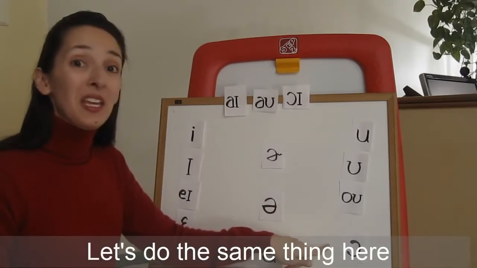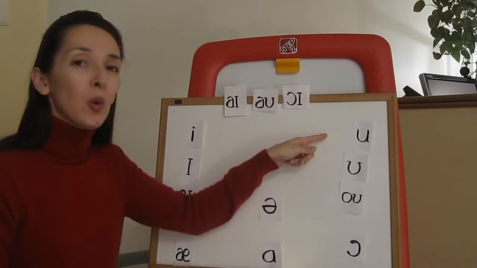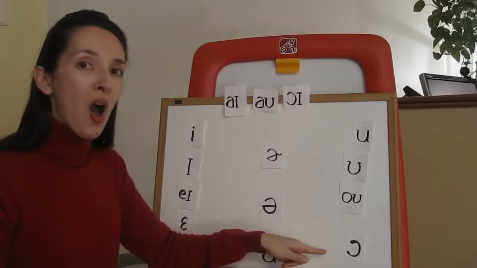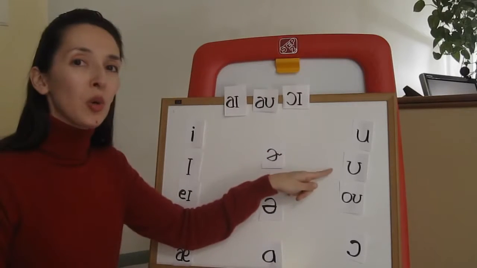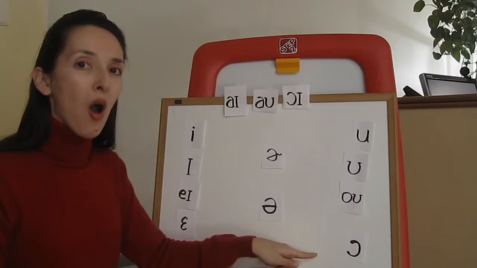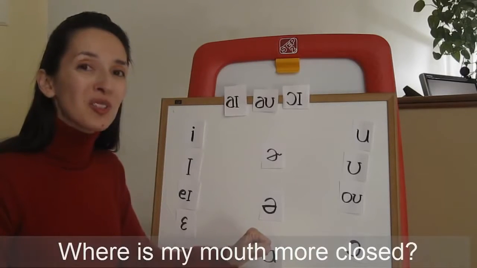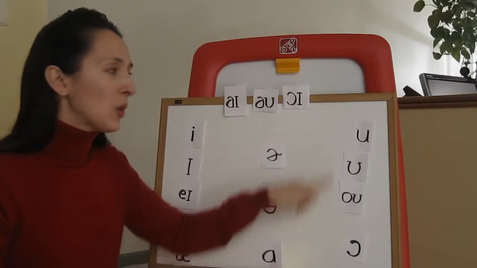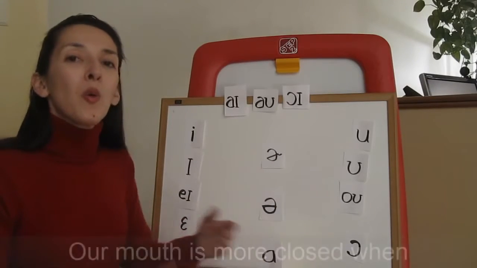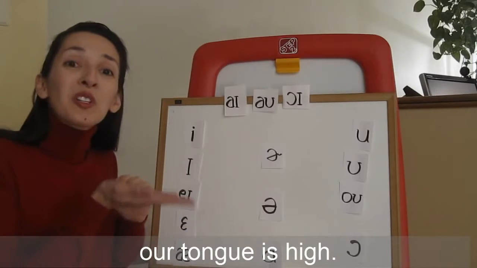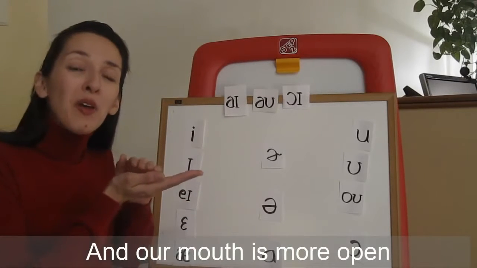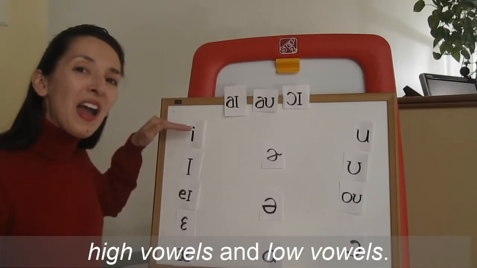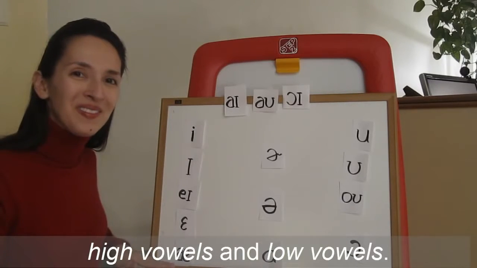Let's do the same thing here with this group of vowels. U, O, A. Where is my mouth more closed? Where is it more open? Our mouth is more closed when our tongue is high, and our mouth is more open when our tongue is low. That's why we talk about high vowels and low vowels.